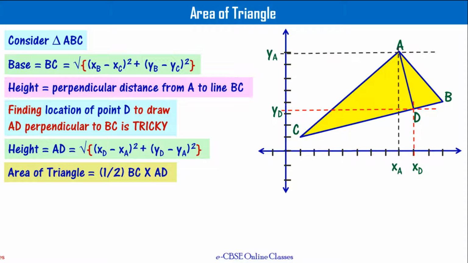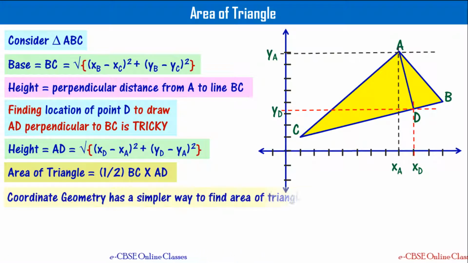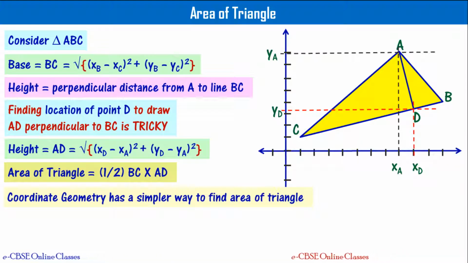As I have already mentioned, finding the location of point D is slightly involved. Coordinate geometry has a simpler way to find area of triangle with the help of just the coordinates of vertices of the triangle only. There is no need of finding point D. Let's take a look at that.